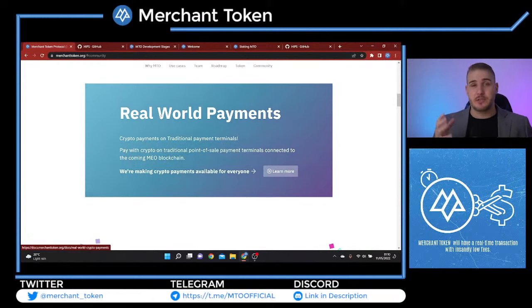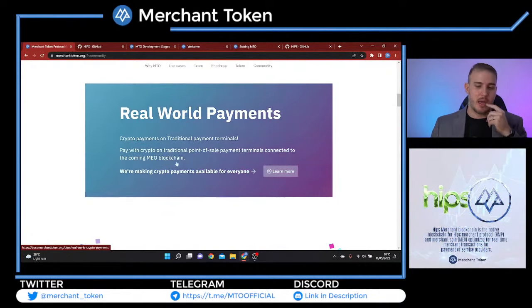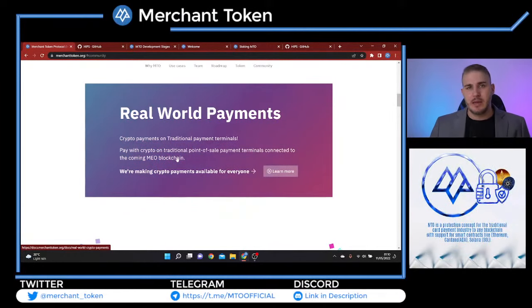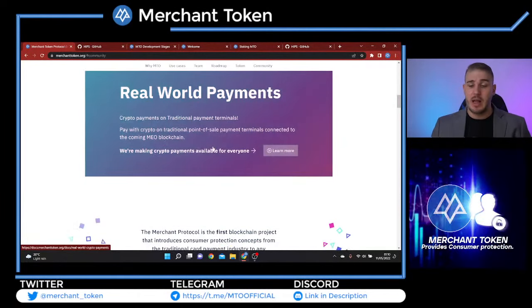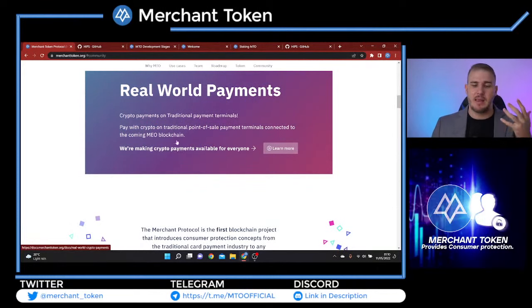However, what we're trying to do is to bring crypto payment into the current ecosystem and the current infrastructure that already exists in the world. That's the reason why we want to have point of sale payment terminals connected to the coming MEO blockchain. Of course, there is going to be an API that is going to be installed into the POS terminals, and the merchants have to agree to join to have that kind of payment. But that will also make it a lot easier for people and for merchants to come together and use the system as well.